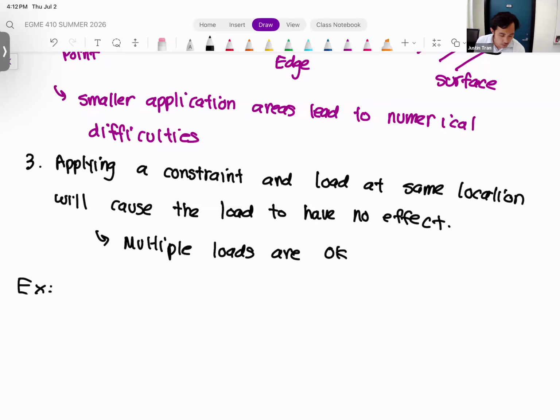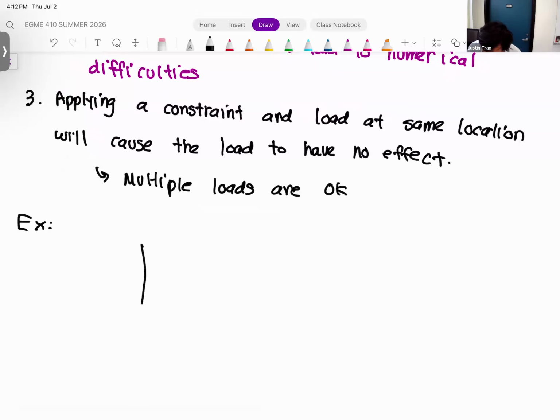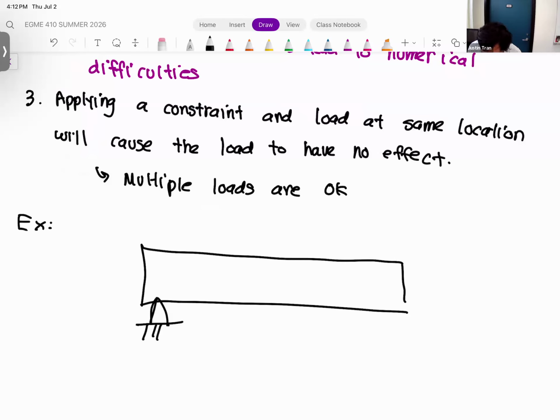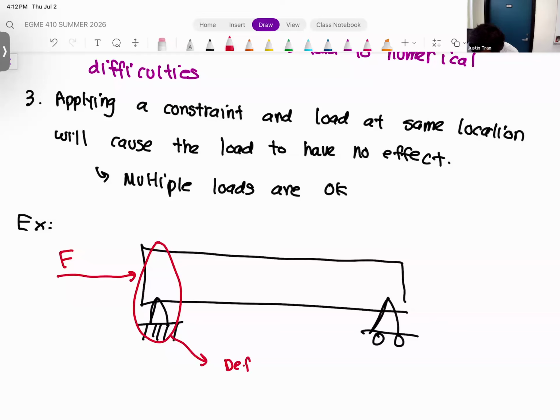Just to illustrate this very simply, let's look at our simply supported beam one more time. We have a fixed support on the left-hand side and a roller support on the right. If we were to apply a force directly onto the location of that fixed support, we know already, based on the fixed support, that at this location, deformation is going to be 0.